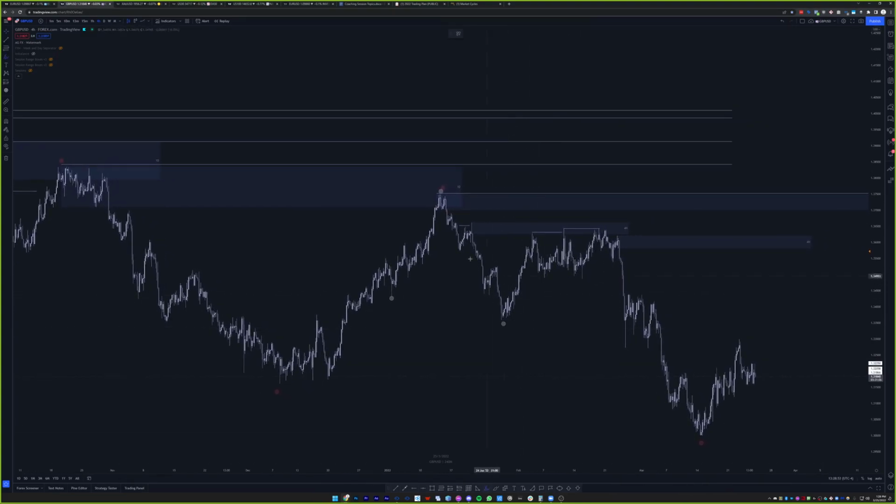Yeah, exactly. So there's our structure. Obviously, we break below here. We don't break right away, by the way. We wick this. So this is one of those FTBs we were talking about last week. Sweep, right? Now, the weird thing about this is there's obviously a lot of momentum to the downside, right?